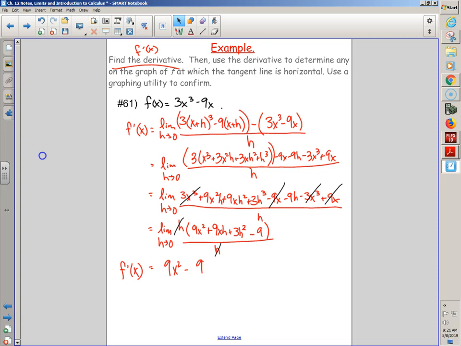Then it says, then use the derivative to determine any, awkward, there's a word missing, points. Any points on the graph of f at which the tangent line is horizontal.